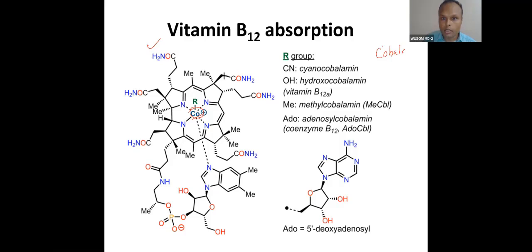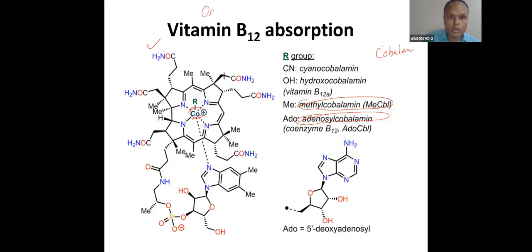Cobalamin. So we require two types of cobalamin for our body. Actually, our body utilizes two types of cobalamin. One is methylcobalamin and the second is adenosylcobalamin. So two types of cobalamin our body requires. And our body has only two enzymes.